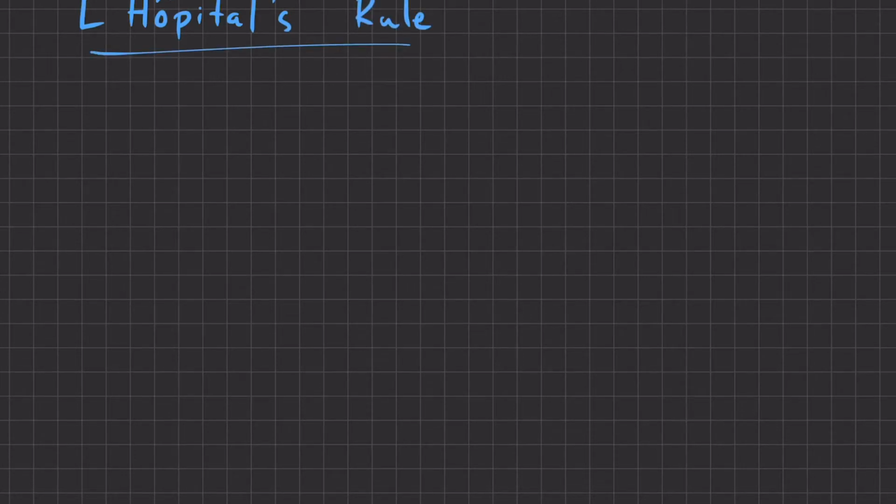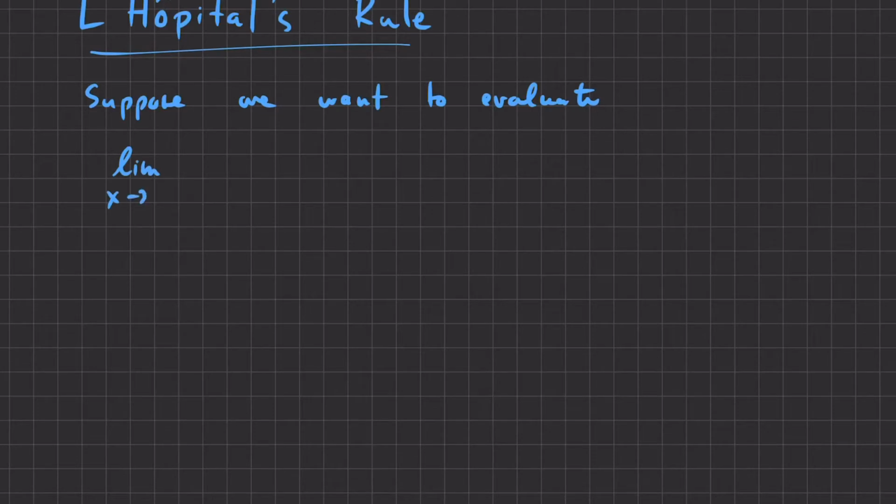And L'Hôpital's rule is about evaluating limits when you get a specific type of indeterminate form. Okay? So let's just start talking about some limits. So suppose we want to evaluate some kind of limit. So the limit as x approaches a of f of x over g of x.